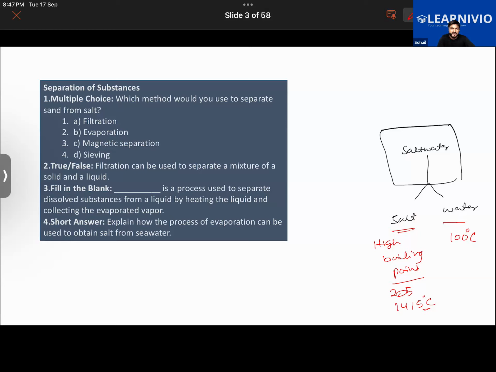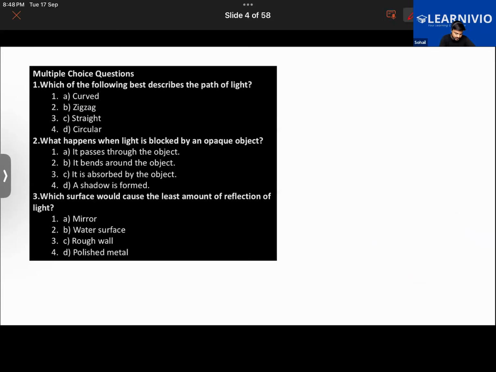Now, you don't have to explain about the temperature and all that. You simply have to say that salt can be obtained from seawater through the process of evaporation, because when seawater is exposed to the sun's heat, the water evaporates, leaving behind the salt.